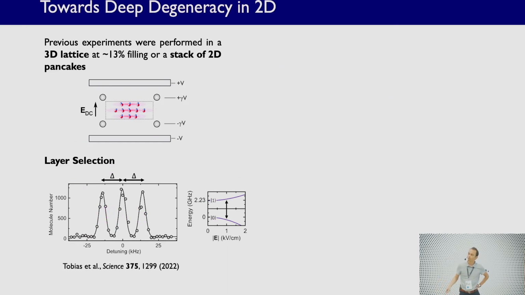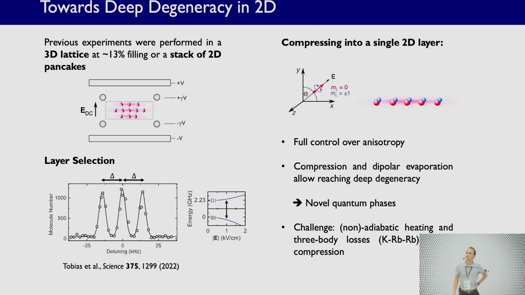But if we really want to bring these experiments into the degenerate regime, we want to get higher densities. And we really want to bring the system into a single 2D layer, because then we get full control over the anisotropic interactions using the angle of the electric field. We can compress all the density into a single layer, which means a higher density, a higher T_F, so a lower T over T_F, which allows us to see novel quantum phases in this t-J-V-W model.